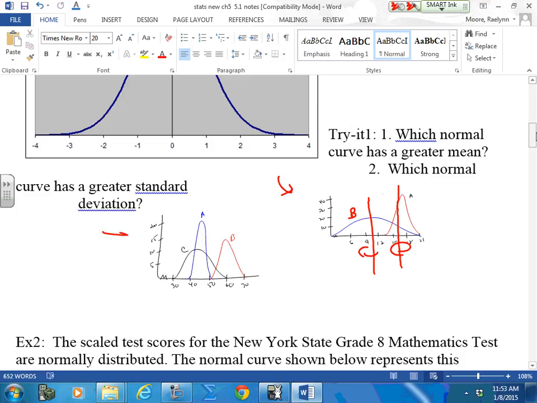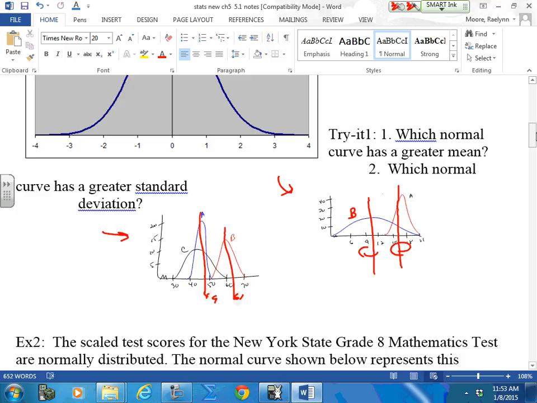Take a look at this graph. Which curve has the greatest mean? B. Follow your number line. Your mean is in the middle. So this one's got about a 48, 49. This one's got about a 61, 62, somewhere.